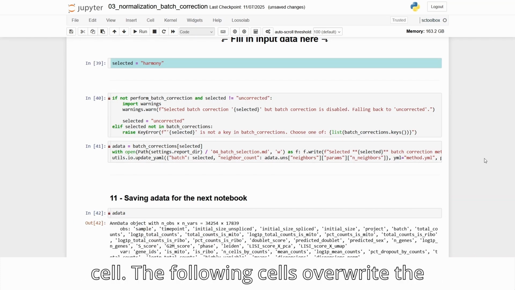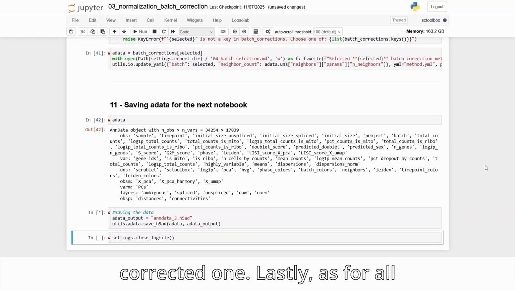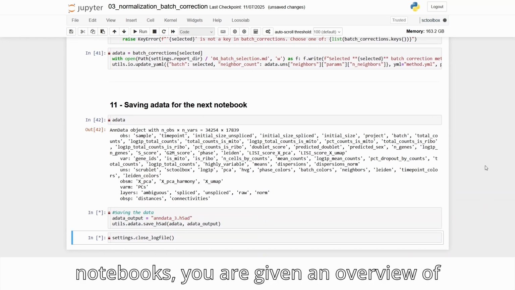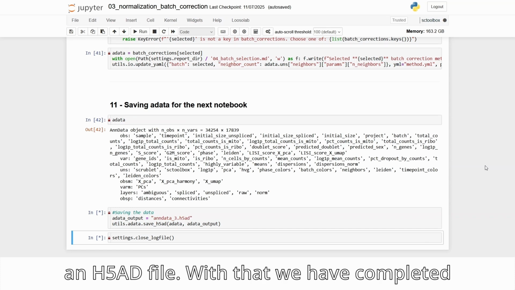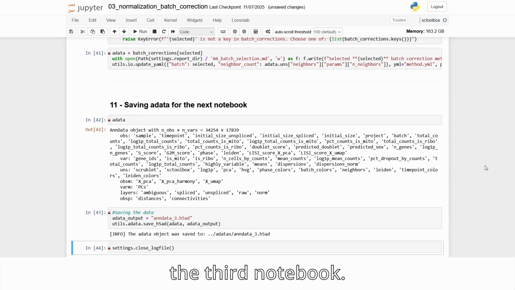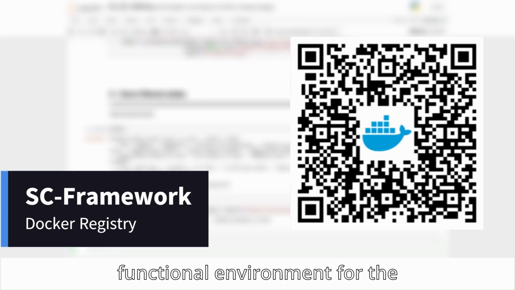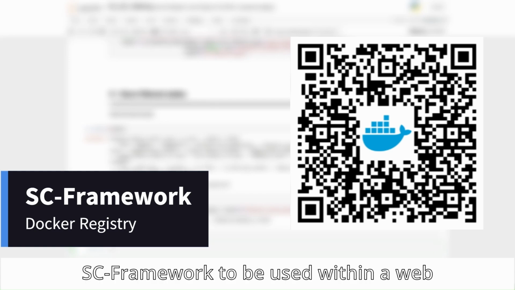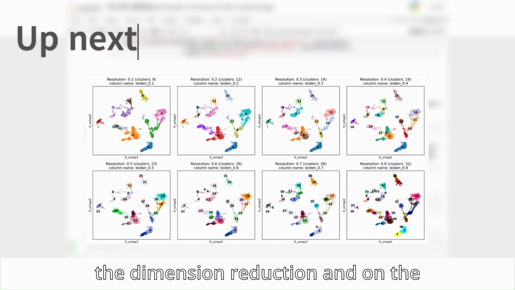The following cells overwrite the current anndata object with the corrected one. Lastly, as for all notebooks, you are given an overview of the final anndata before it is saved to an H5AD file. With that, we have completed the third notebook. If you plan to use this or one of our other notebooks, please check out our Docker image, which comes as a fully functional environment for the SC framework to be used within a web browser. In the next notebook, we will focus on the dimension reduction and on the clustering.